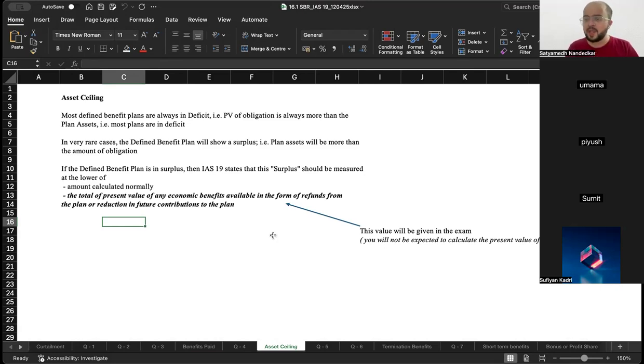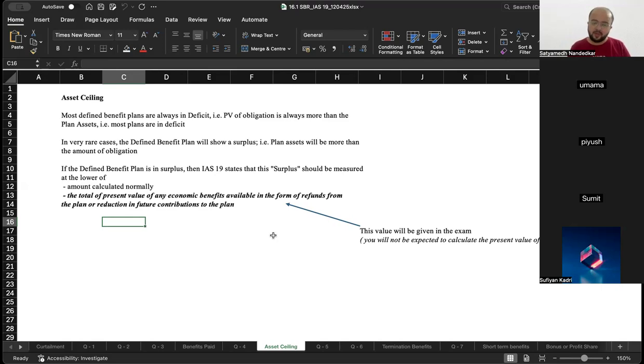Why? Because we want to be extra careful, extra prudent when we are talking about any assets or any income. So here, if we have a situation where the value of assets is greater than the amount of the obligation, it creates a surplus in the financial statements. In very rare cases, the defined benefit plan will show a surplus. That is, plan assets will be more than the amount of obligation.